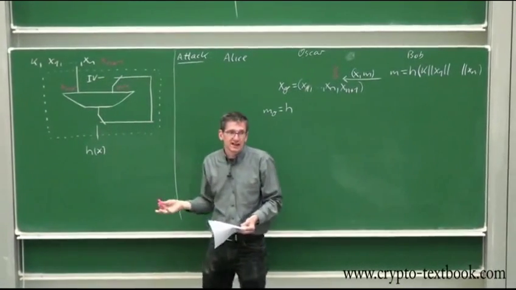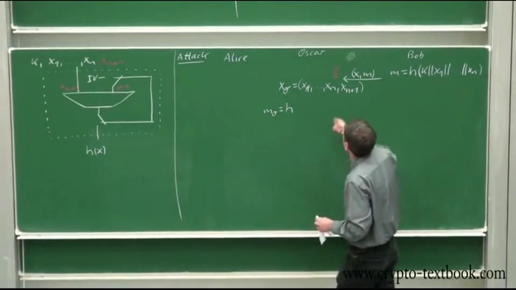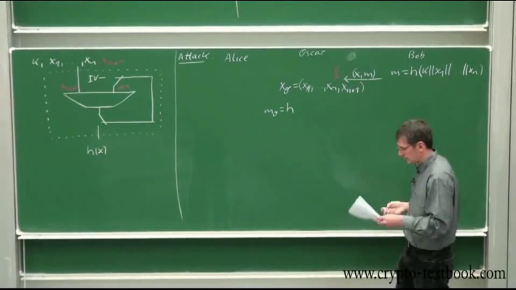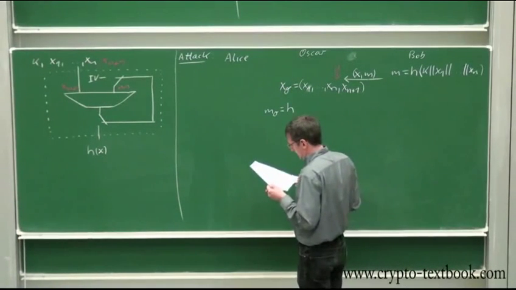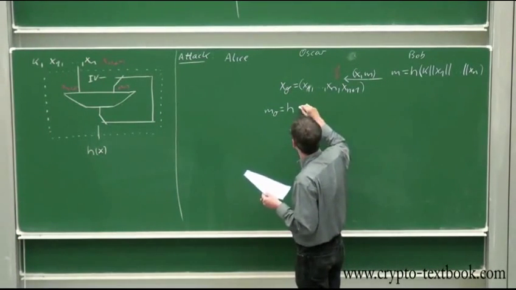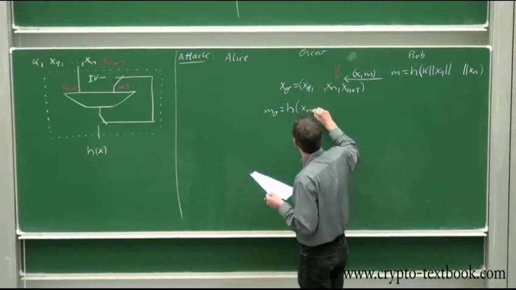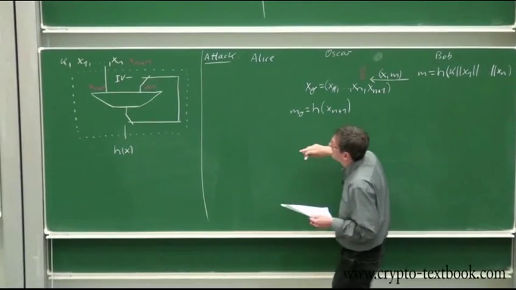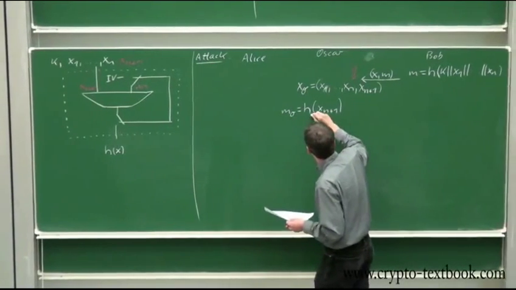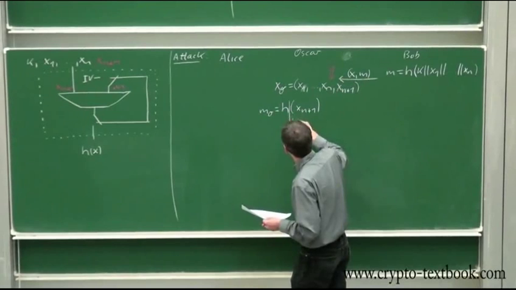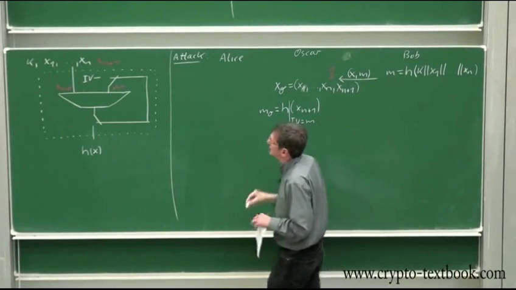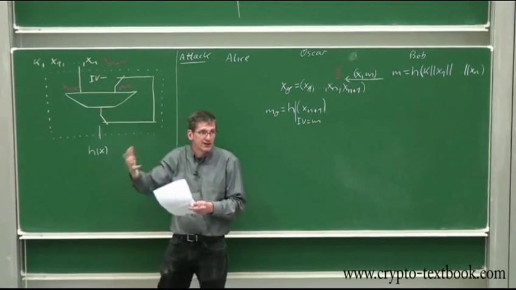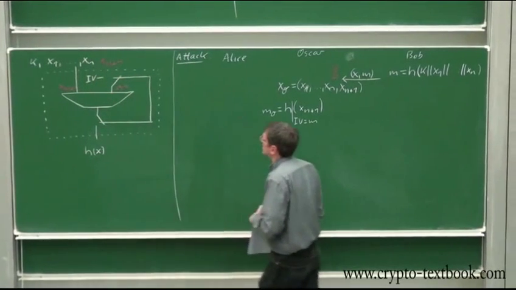Well, but this is exactly what Oscar can do. Oscar gets M here. So he can hash. He simply hashes xn plus 1 and maybe with an index here, IV set to M, because the switch would be in this position here. The initial vector that he's using would be M.